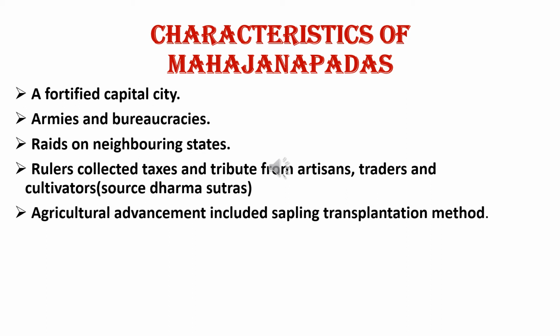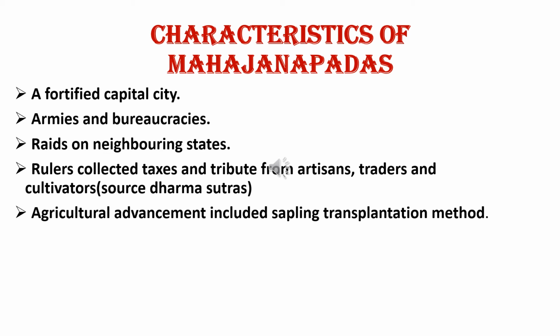Each of the Mahajanapadas had armies and bureaucracies, and in order to maintain armies and pay bureaucracies, they needed money. So, for money, they were depending on two different sources. The first one was tax collection, and the second, the legitimate one, was raids on neighboring states. Raids on neighboring states and gaining wealth from raids was considered to be a legitimate method. We also see that rulers collected taxes and tribute from artisans, traders, and cultivators.